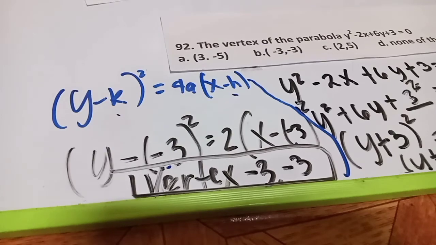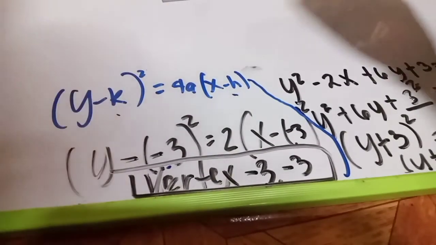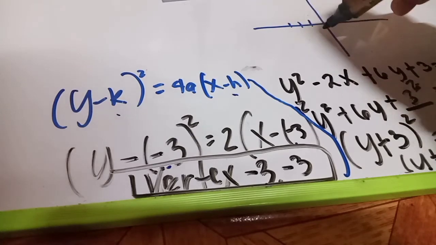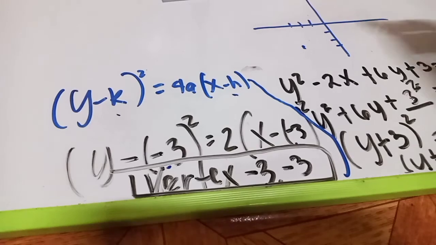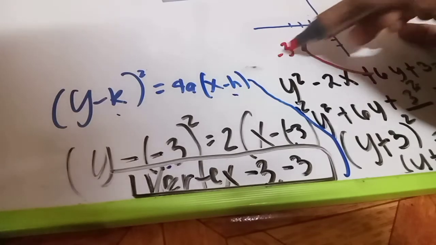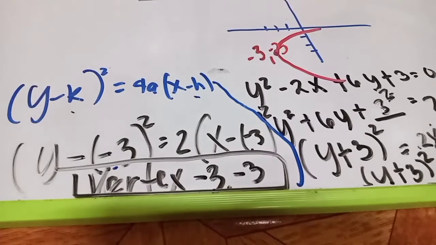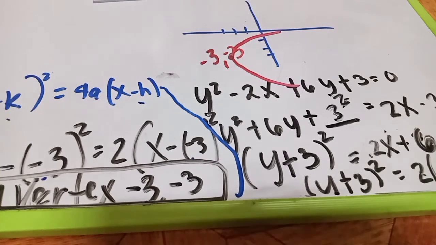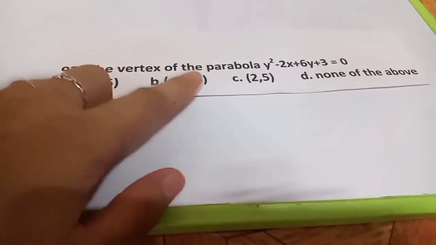And then, how do we graph this one? Okay, suppose we have a graph. Suppose this is negative 3. Our vertex is in this part, so this is negative 3, negative 3, opening toward the right. I think that is already our time, but this is the last part. So, the answer is letter B. The answer is letter B.